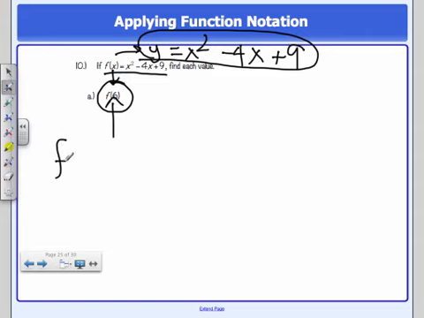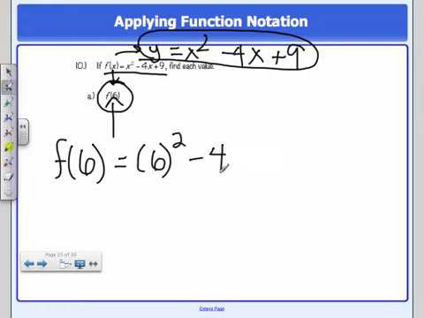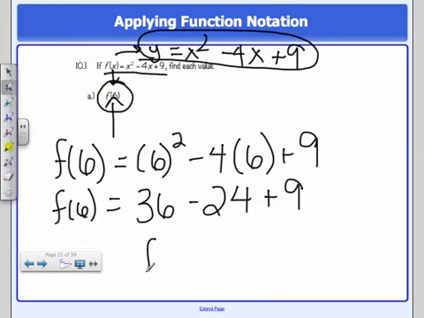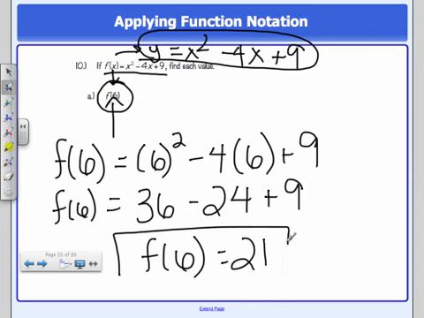So basically, all I have to do to figure out what f of 6 is plug 6 in every time I see an x. So f of 6 is equal to 6 squared minus 4 times 6 plus 9. So then all I have to do is just evaluate it. So this is equal to 36 minus 24 plus 9, which means that f of 6 is equal to 21. Now, you have been using function notation this entire school year without even realizing it.